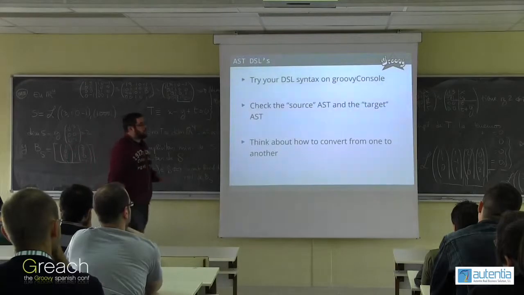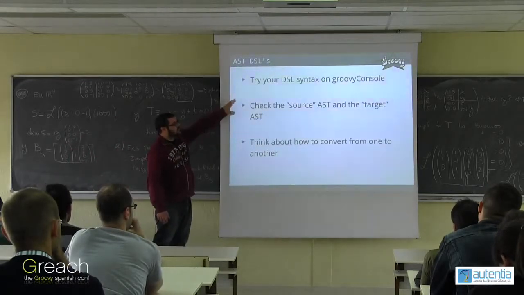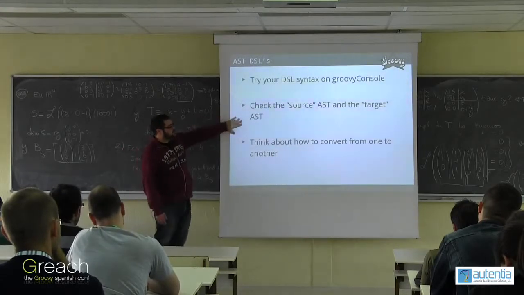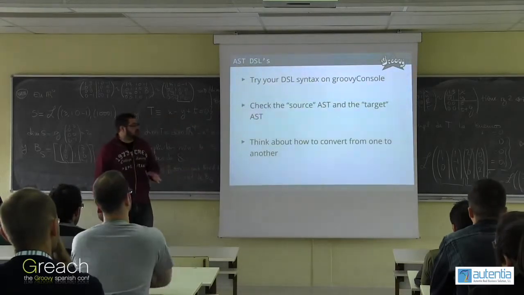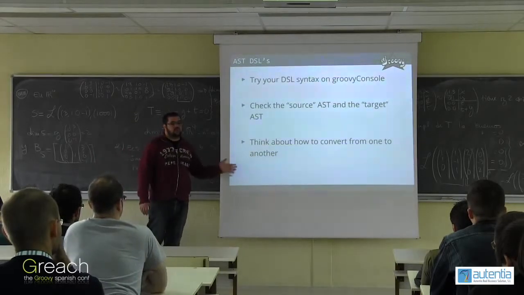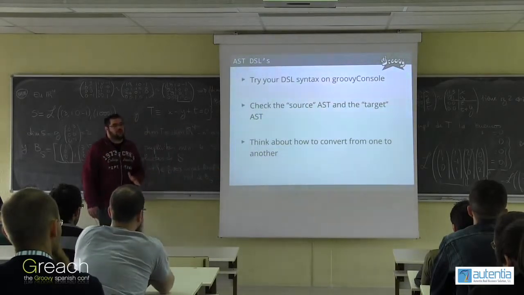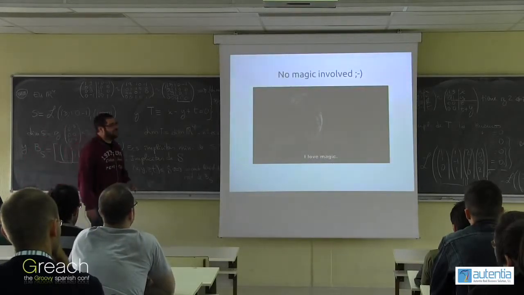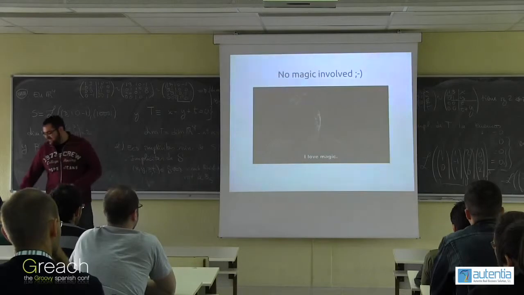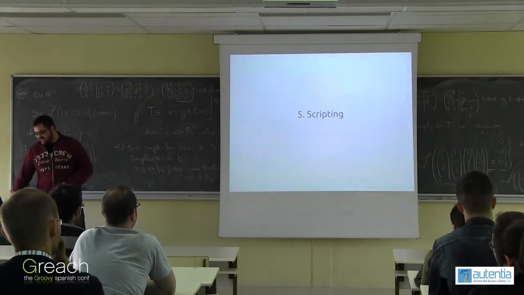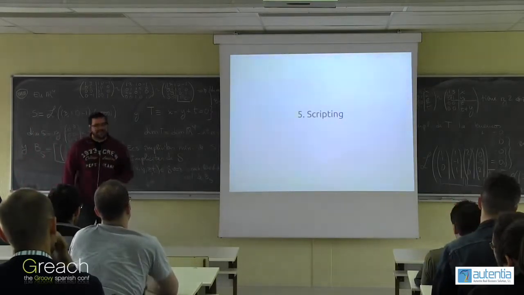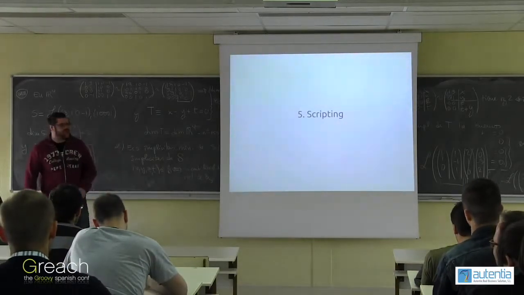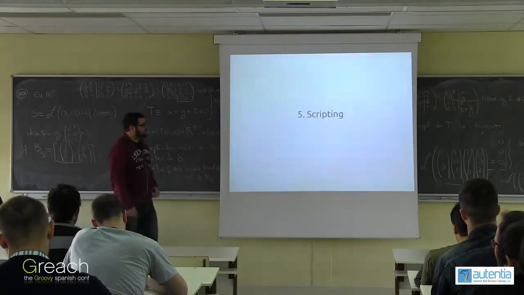Okay, summary of this part. Try your DSL for the AST in the Groovy Console. Check the AST of the source and the target, and think how you convert from one to another. That's it, and no magic involved. So far, so good. I'm going quite quickly, as always.